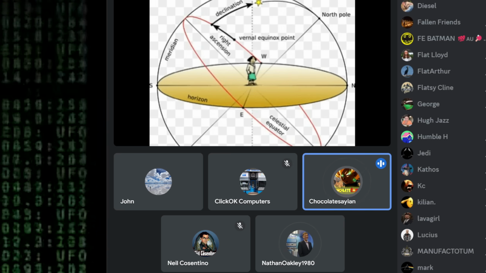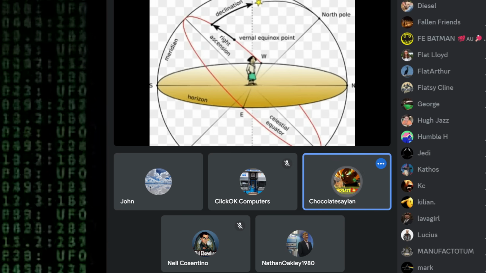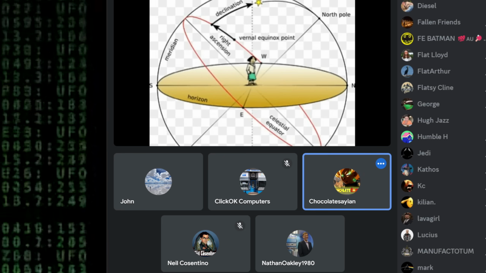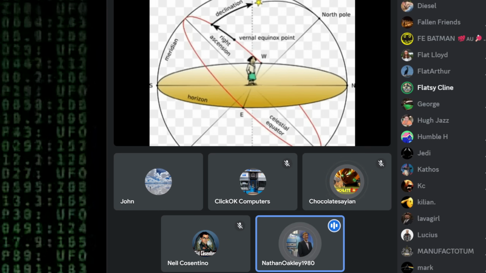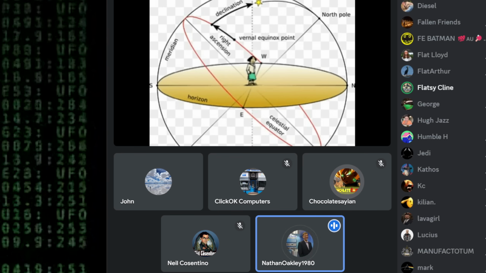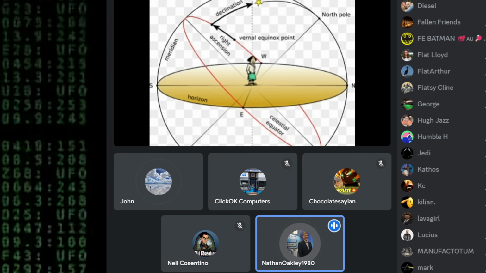In other words, Nathan is saying, does anybody have some curve? Any globers got curve? Because to have a globe, you need some curve. Any of you guys got that? We want to see a demonstration of that drop over distance. Go ahead. I'm saying, Chocolate, we know they don't have that. Were you the flat earther that Flatsy was talking to earlier, right? Killian?